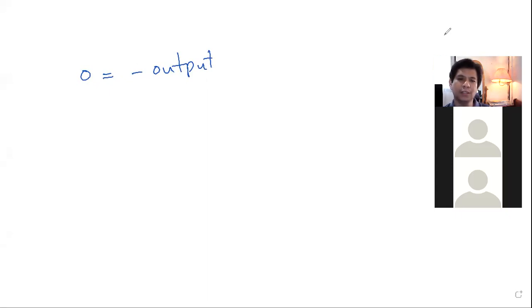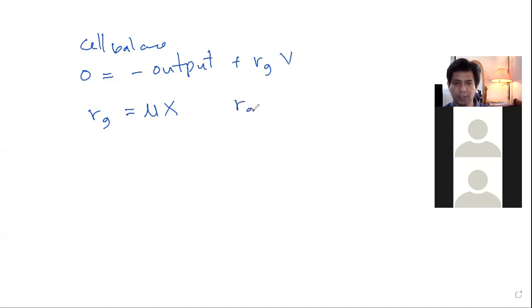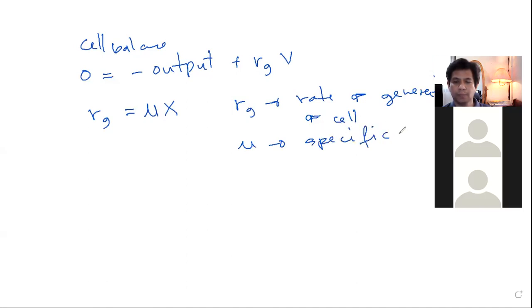Okay, let's continue. So nandito na tayo, minus output plus, kasi 0 yung accumulation, 0 din yung input. We are doing a cell balance, no? So times RG times V. O ganun lang yan. Tapos yung RG, I'm trying to define RG. So sabi ko nga sa inyo, specific growth rate lang yan times yung concentration ng X. Tandaan nyo pa naman to, rate of generation, RG is, let me define each of this. RG is the rate of generation of cell. Tapos yung mu, this is a specific growth rate. Tapos yung X, this is the concentration of the cell.